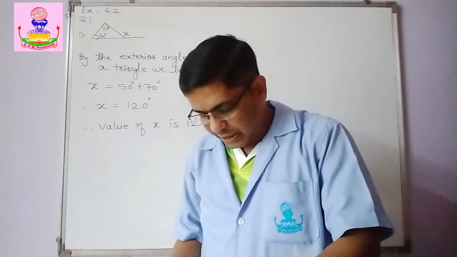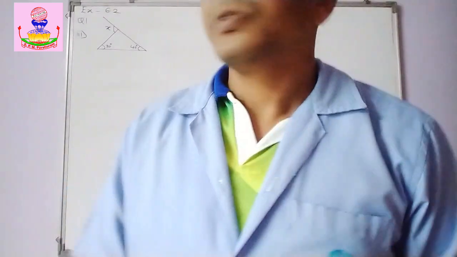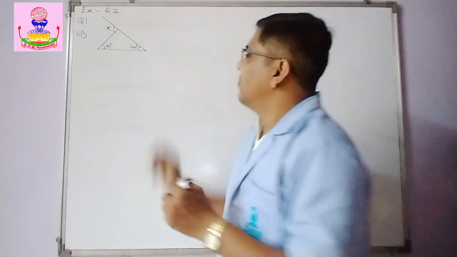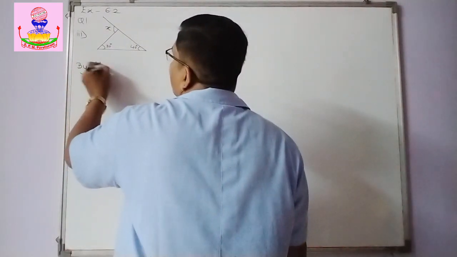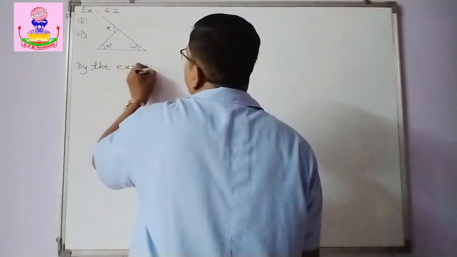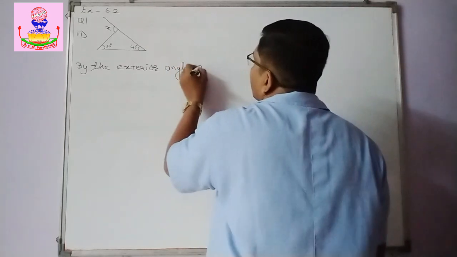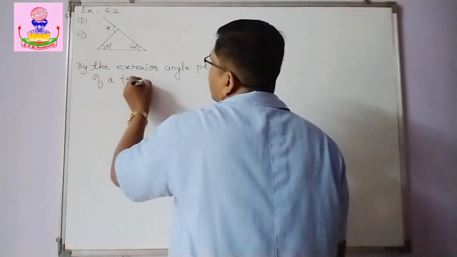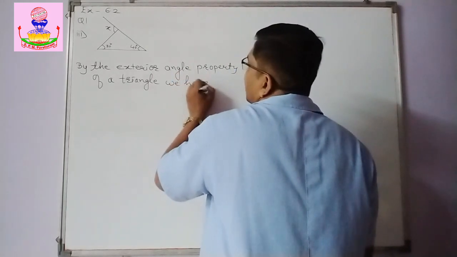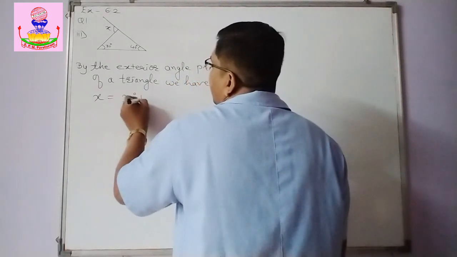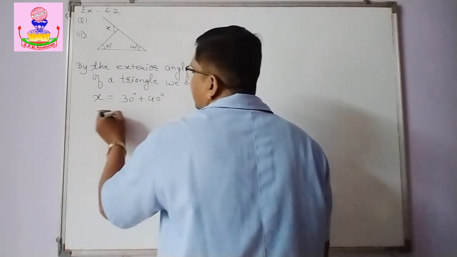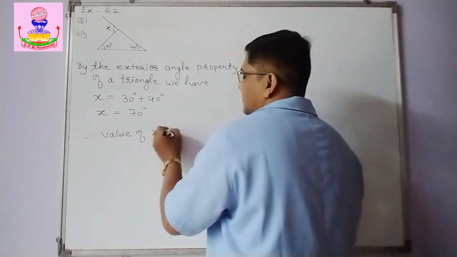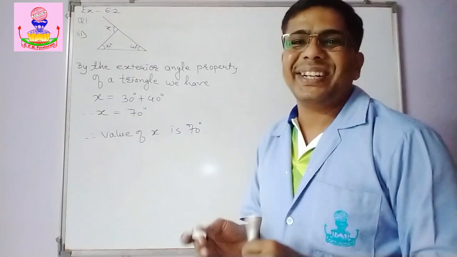So this is first one. Now we can go for example number third. So this is 30, this is 40, and this is the exterior angle. Okay. So again, by the exterior angle property of a triangle, we have x is equal to 30 degree plus 40 degree. So therefore x is equal to 70 degree. Therefore value of x is 70 degree. Do you get it?